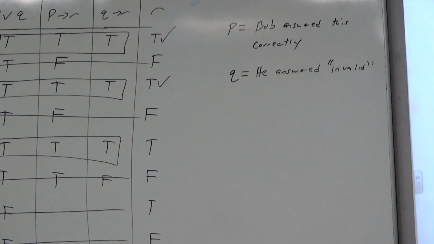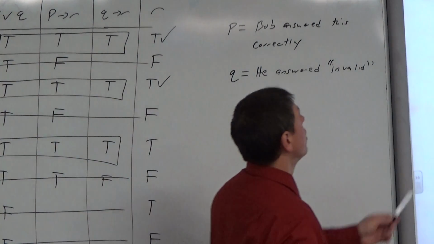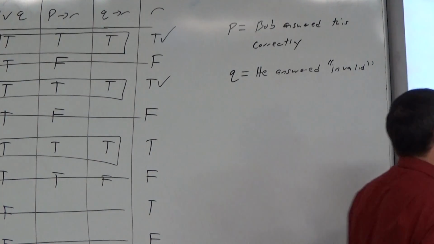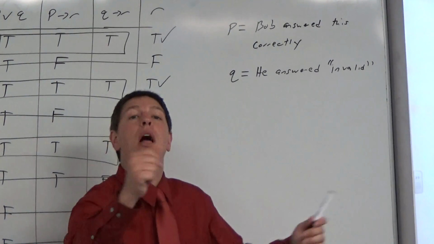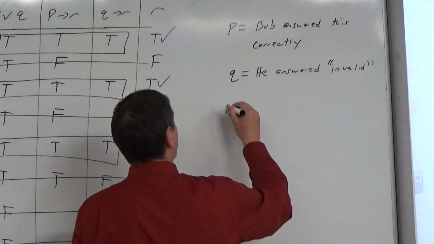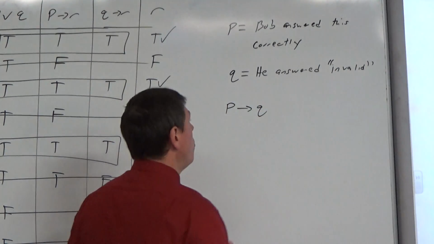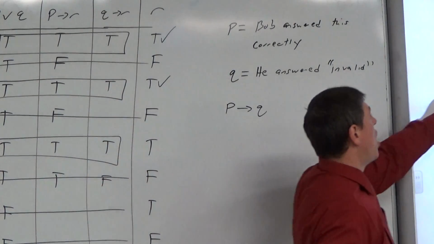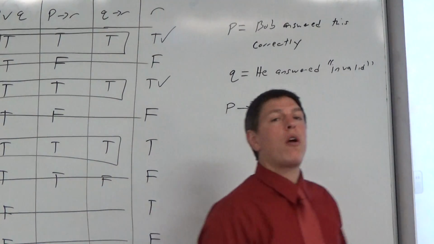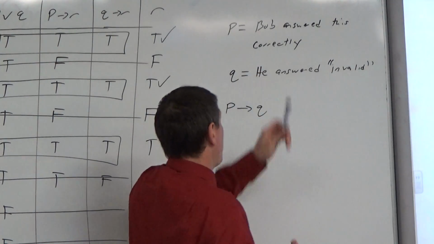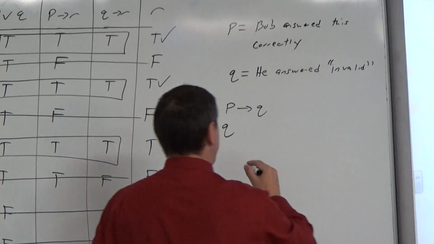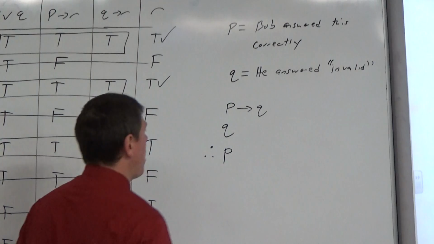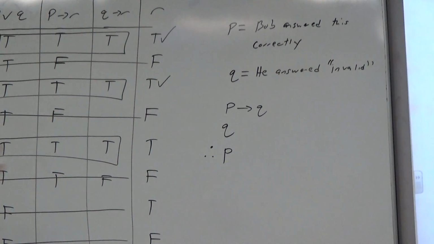All right, let's see if we can write this in one of the forms. So, if Bob answered this correctly, he answered invalid. How would I write that statement symbolically using our definitions? P implies Q. P implies Q, perfect. So, if I want to write this symbolically, P implies Q. The next line, Bob answered invalid. How do we write that symbolically? Q. Q, right? I mean, it's right there. He answered invalid, so it's Q. Therefore, Bob answered this correctly, which is P. Okay. So, that is the argument form symbolically.